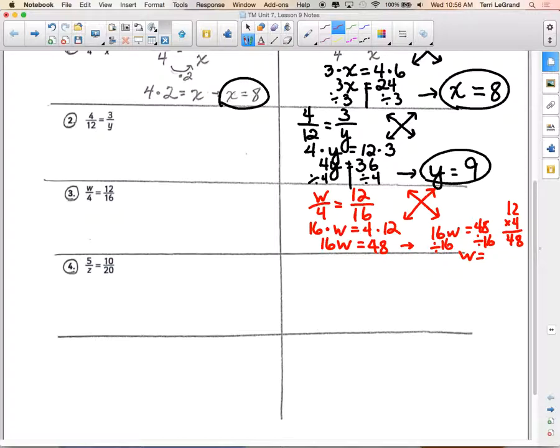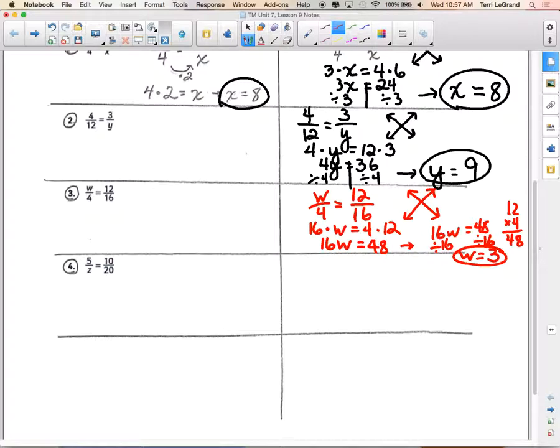Anybody know how many 16s you can take out of 48? Like, yeah, 3. 16 plus 16 is 32. 32 plus another 16. That just so happened to be 48. So the cross product you should have set up is 16 times W.